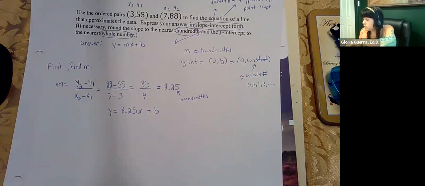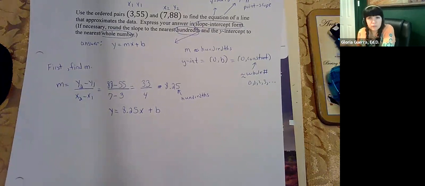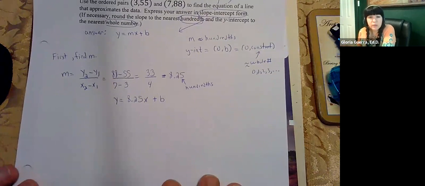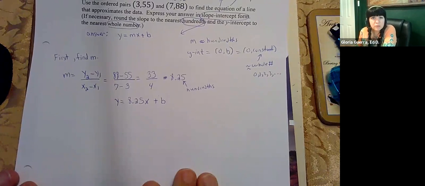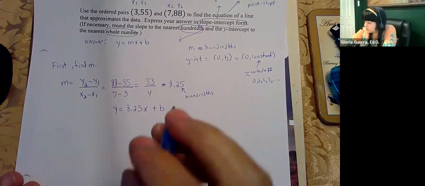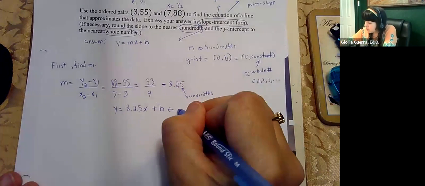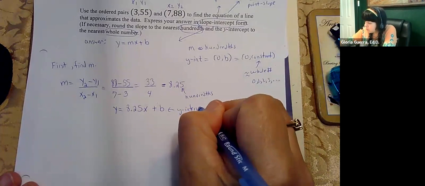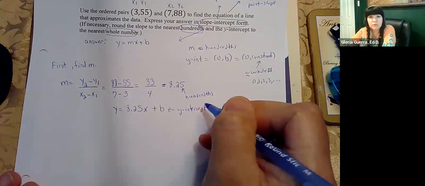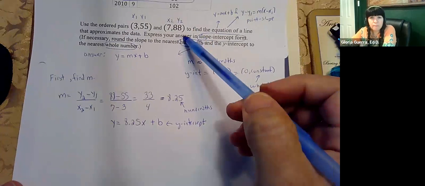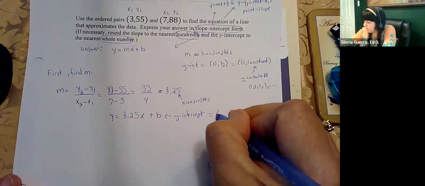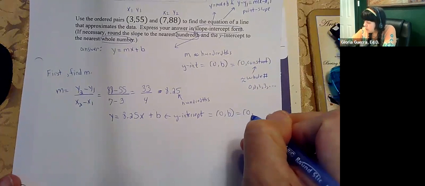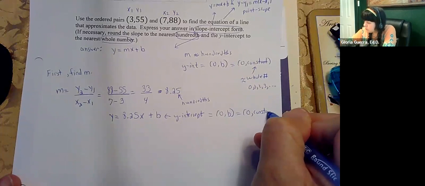Okay, class. One last problem. Let's finish this one off. So y equals 8.25x plus b. Okay, so we got to find out what b is. So b, remember what b is. B is a y-intercept. And are any of these intercepts? No, y-intercept is 0, b, right? 0 constant. Do any of these have 0 here?